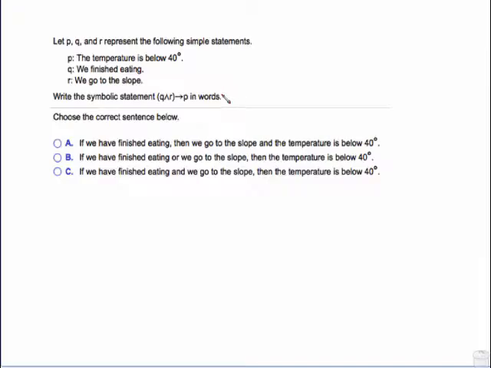A multiple choice question, same thing. This time we have the symbols that we want to translate into words. We have a single arrow, which is if, then, and it is the most dominant connective. So what's in front of this arrow is all of my if. Now what is this? Q and R. Q is we finish eating. I'm just going to abbreviate. If we finish eating, and R, which is we go to the slope, then P, which is temp below 40. So to say it out correctly, if we finished eating and we go to the slope, then the temperature is below 40 degrees.